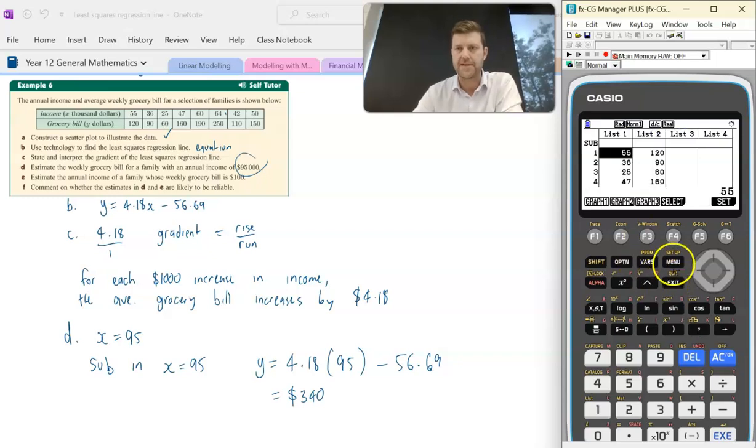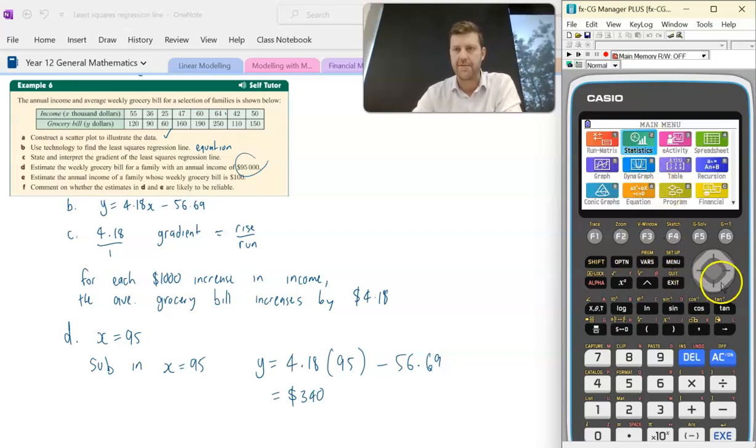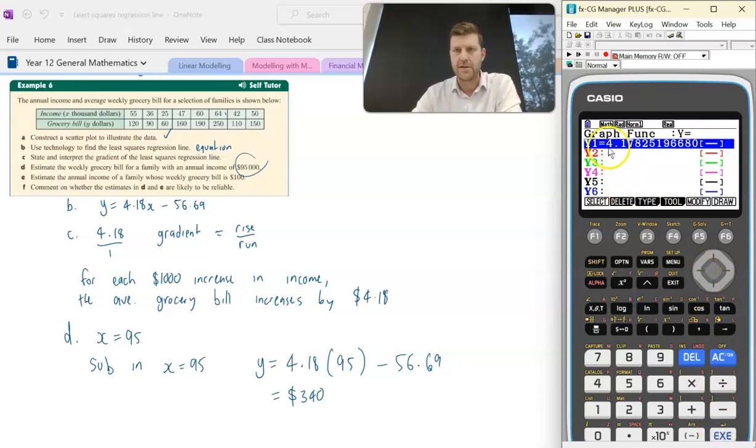So exit the stats function and head into the graph function, which is 5. And there is the equation. Now, I obviously rounded off the value to 4.18. Here you can see they haven't rounded it off at all, probably to 12 or 14 decimal places. So there will be a slight difference between the answer I got because I rounded those values off and the answer I'll get using this graphing technique, but it will be very similar.